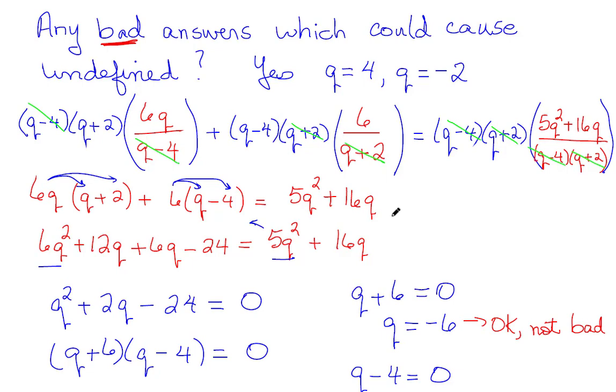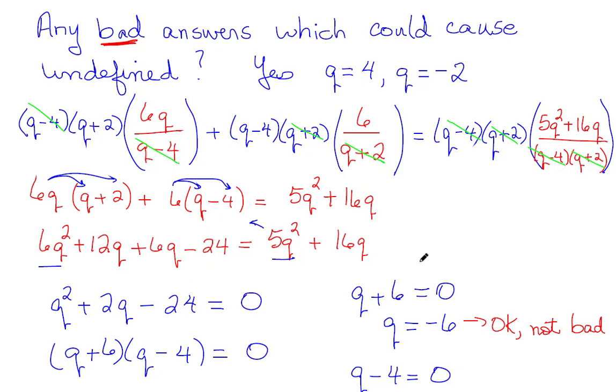All right, so let's see. Next, let's distribute the things on the outside inward. 6q times q, 6q squared. 6q times 2, 12q, 6q, minus 24. Whew, a lot to do.